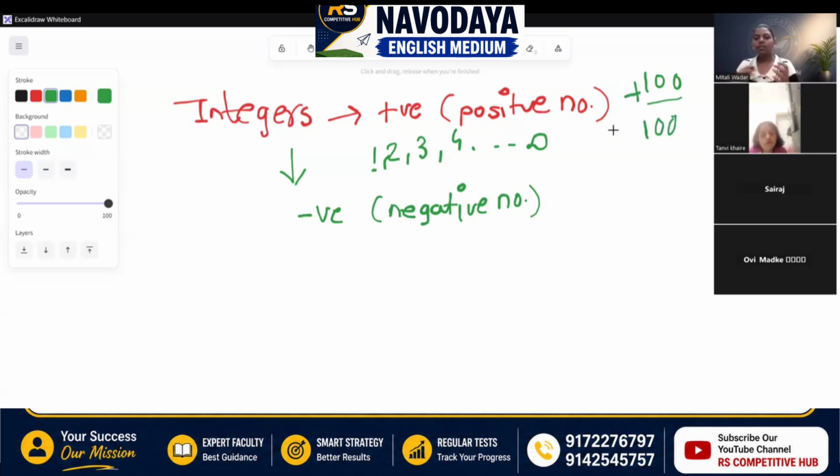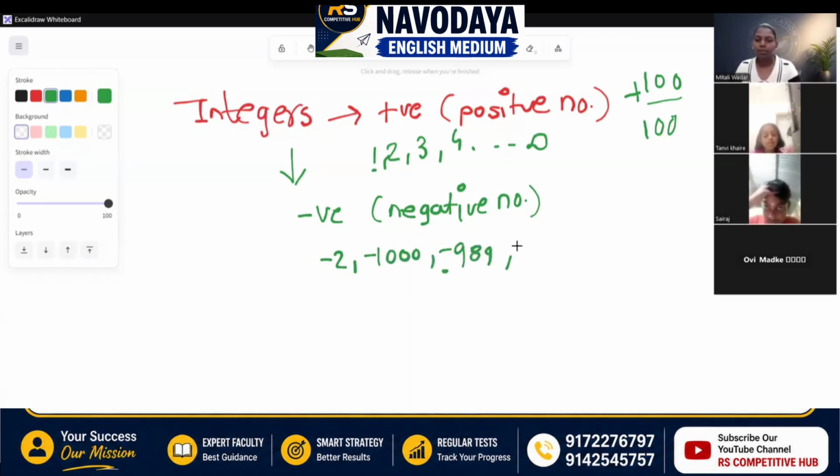If it is positive, it can be denoted in both forms: plus 100 and without plus, only 100. Any number that has no sign in front of it is always a positive number. And negative numbers are those numbers in front of which a negative sign comes, like -2, -1000, -989. What is in front of all of these? The minus sign. What will be this number? -500. All numbers that have a minus sign in front of them are always negative numbers.